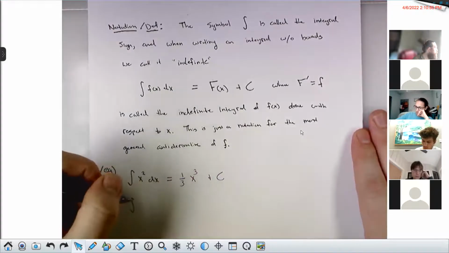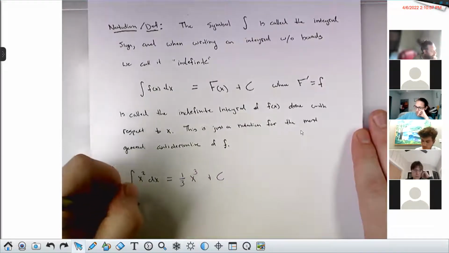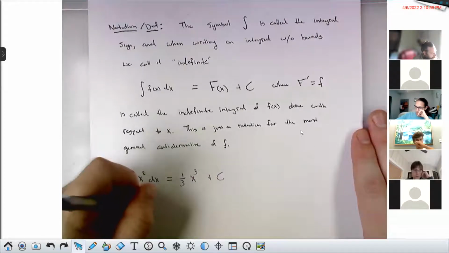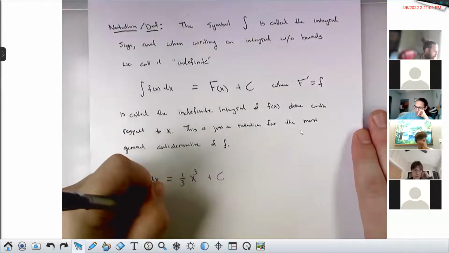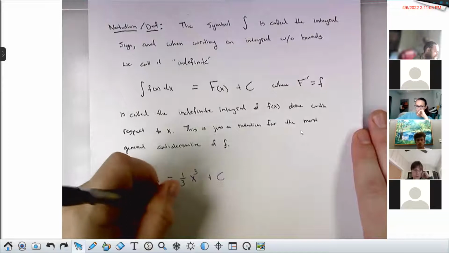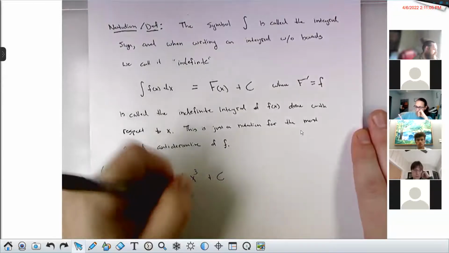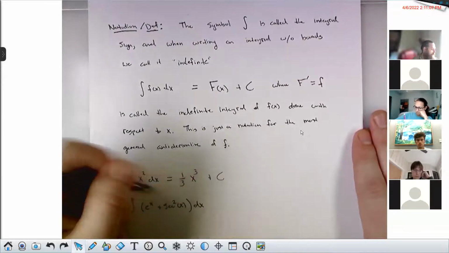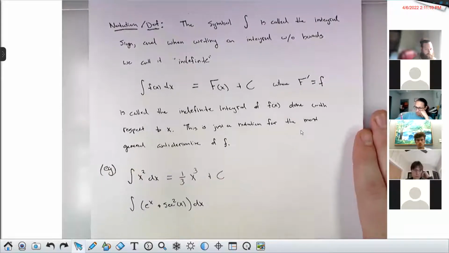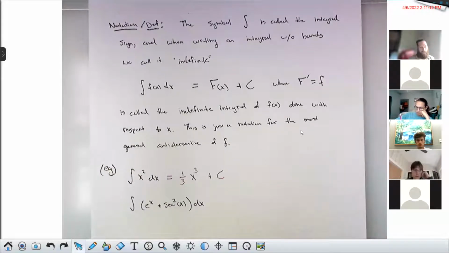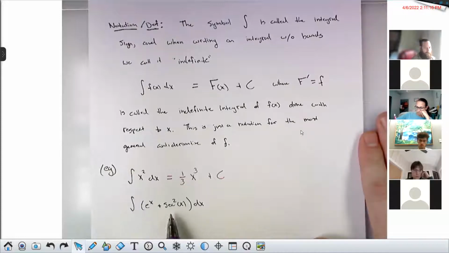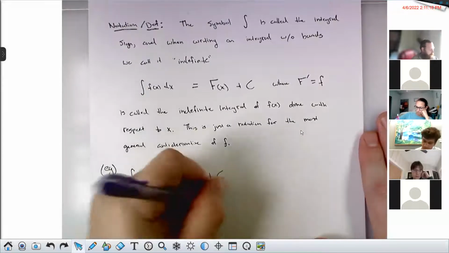The indefinite integral of e to the x plus secant squared of x dx, and it is still very important to write the dx, would be the most general antiderivative of e to the x plus secant squared.